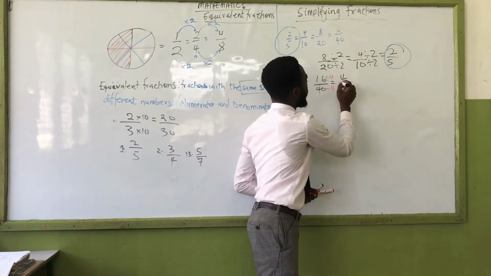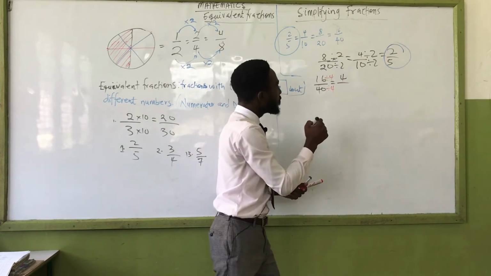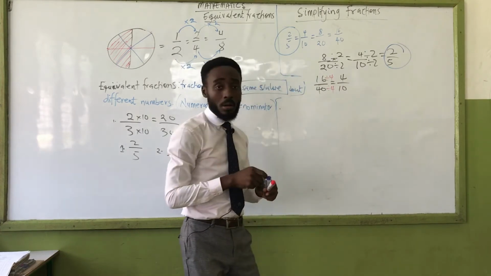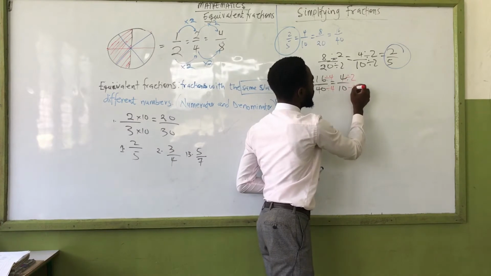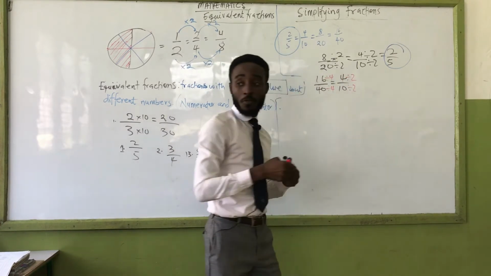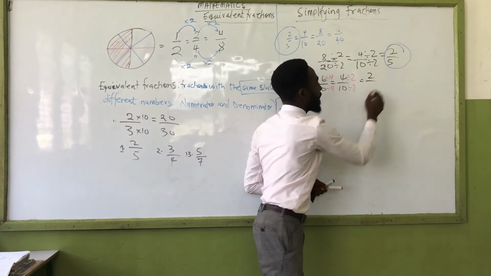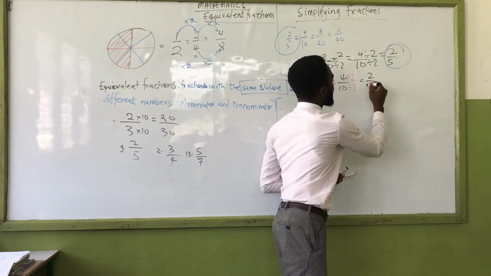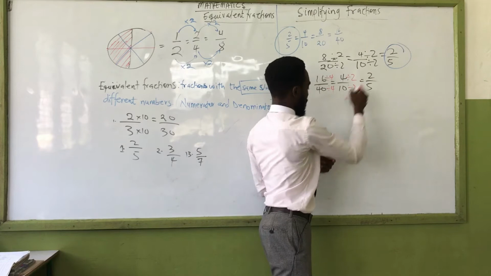40 divided by 4. 10. What should we use to divide the top and the down? 2. Right, divided by 2. What's 4 divided by 2? 2. Okay, 2. 10 divided by 2. Okay. So 5. Right? Have you realized that we got the same guy here?